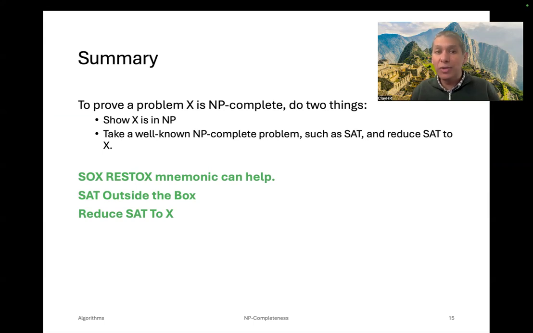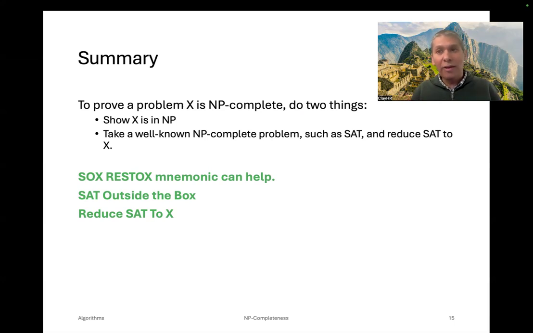Then you want to prove that the problem is NP hard by using this SOX ReStox framework, but just choose a well-known acceptable NP complete problem. Could be SAT, could be Hamiltonian path, could be something else. And usually in the question, there might be some clue saying, hey, you can use any of those 5 or 6 or 7 known NP complete problems. So feel free to use any of them. In practice, when we see new papers showing a new problem to be NP complete, often they will use a variety of known NP complete problems as their starting problem. And those are all perfectly good proofs.